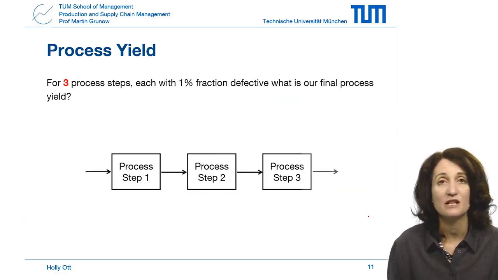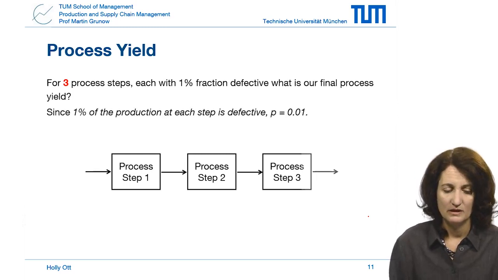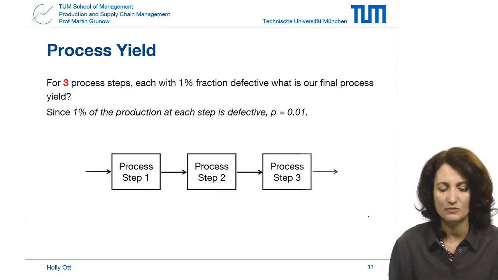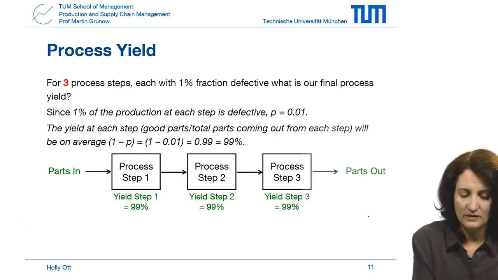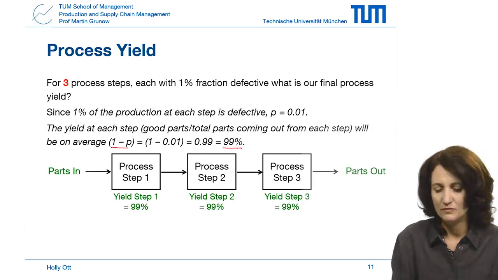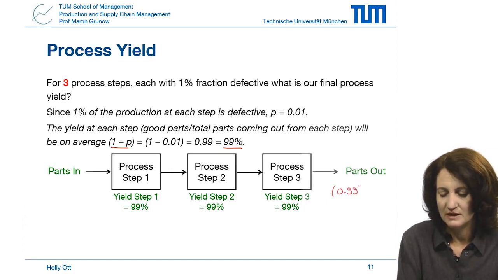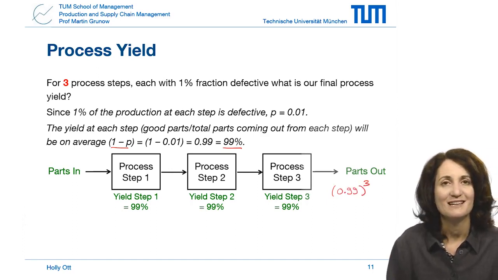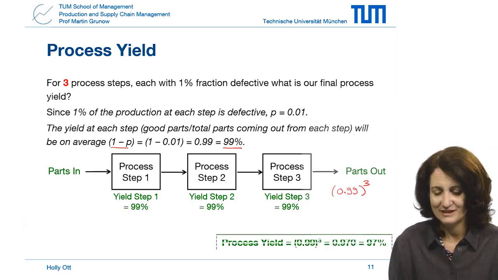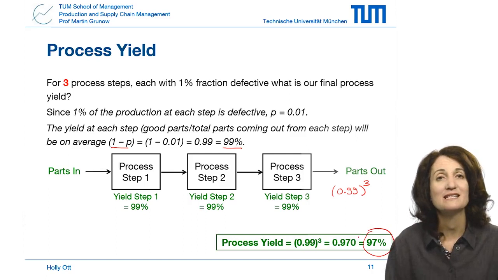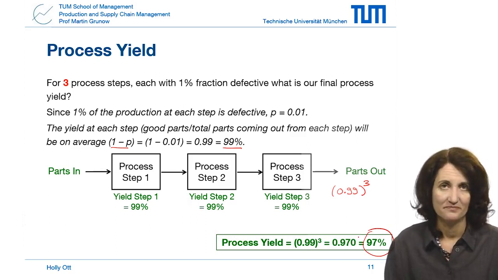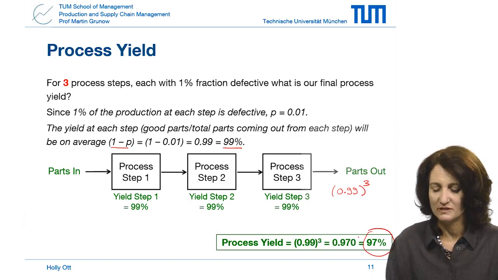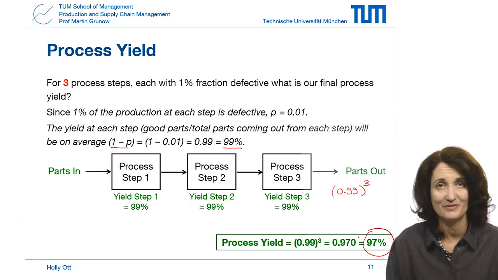Let's do another example. Here we have 3 process steps with a fraction defective at each process step of 1%. So, since 1% of the production of each process step is defective, P is equal to 0.01. And the yield, again, at each process step is 1 minus P, or 99%. So we calculate this as 0.99 to the power of 3. And what do we get here for our overall process yield? Much better, right? 97%, better than 90%. Process yield at each step, where we were stuck with 73% out, now we have 97% out.